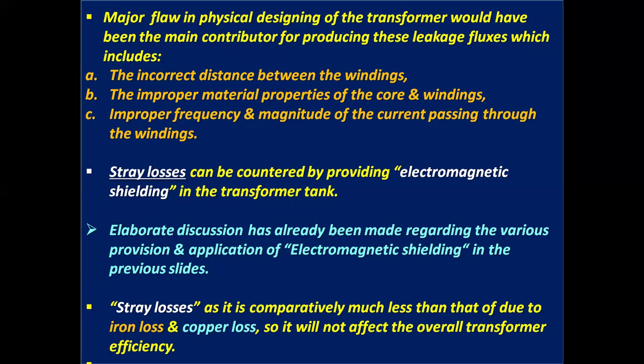Stray losses can be countered by providing electromagnetic shielding in the transformer tank. However, elaborate discussion has already been made regarding the various provisions and applications of electromagnetic shielding in the previous slides. Stray losses are comparatively much less than iron loss and copper loss, so they will not affect the overall transformer efficiency.